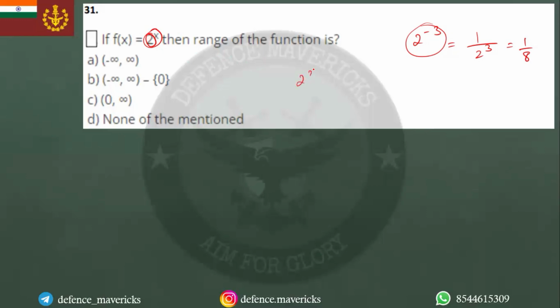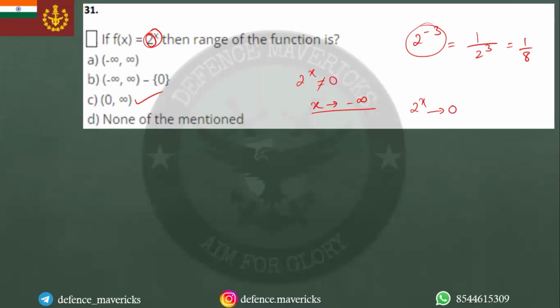And this cannot be 0 also, because if you take this as 0, then x has to be really small. It has to tend to minus infinity. Now there is a reason why I am not writing x equal to minus infinity. Maybe I'll cover it if there is a need. But when x tends to minus infinity, 2 power x will tend to 0, but it will never become equal to 0. Okay, so 0 will also not be there. So basically your answer will be 0 to infinity.